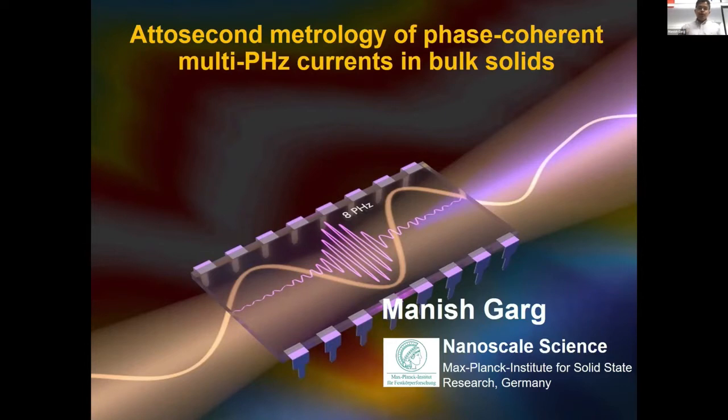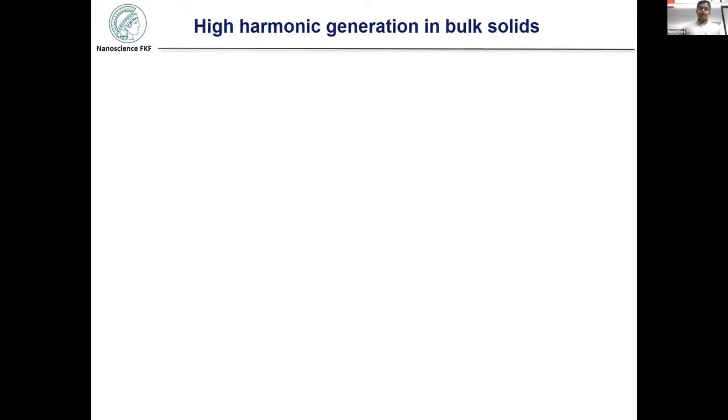Before I show you the temporal characteristics of these multi-PHz currents, we first have to look a bit into the spectral domain. This is the easiest thing that an experimentalist will do: look into the spectrum that emanates out of a bulk solid when it is shot with an intense laser pulse. The first signature of this kind of interaction is the formation of high harmonics from bulk solids.